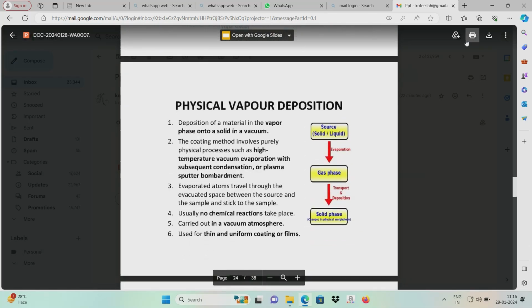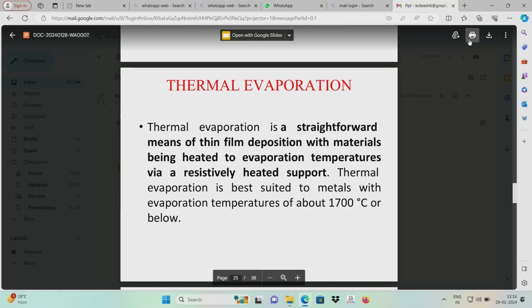And this is physical vapor deposition, how it takes place. Initially look at the diagram. From the source, solid to liquid, what happens initially, as I told you, can be in the evaporation mode. With the help of evaporation, the solid source is converted to the gas phase, and the gas phase is transported and deposited onto the solid phase. Here, high temperature vacuum evaporation with subsequent condensation, or plasma, is settled on the material, and no chemical reactions take place in this. It is used for uniform and thin coatings or films.